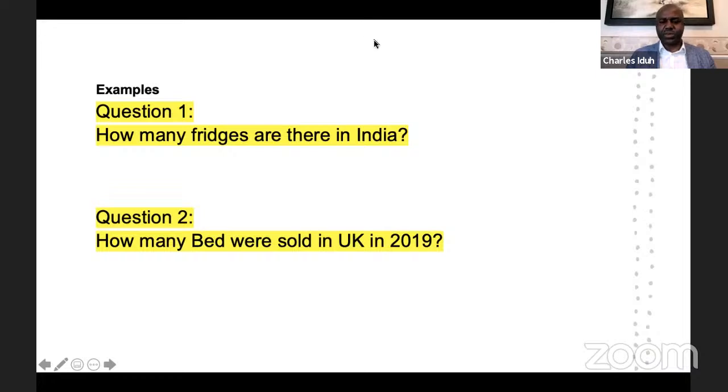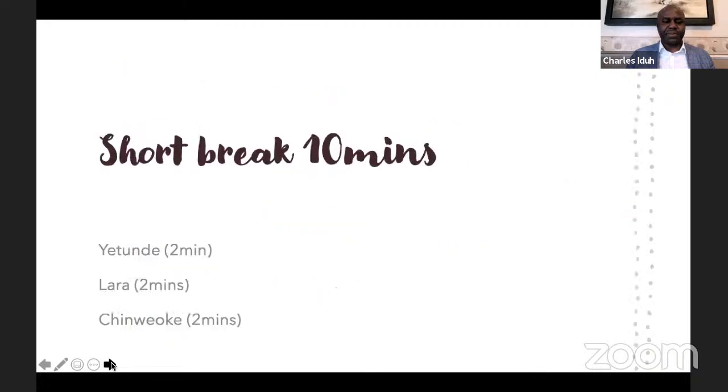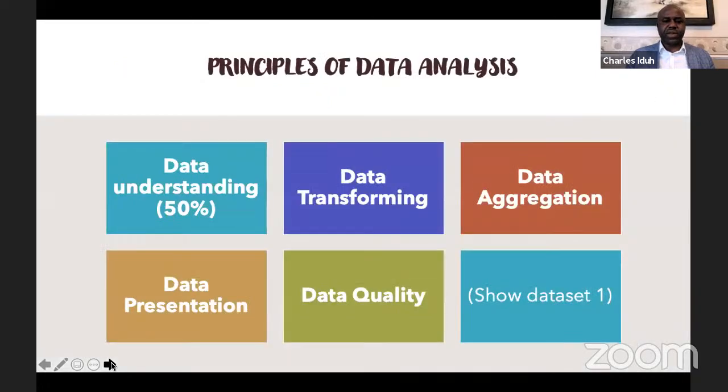Share, new share, where are you? Is it this one or this one? Okay, all right. Let me do this. Okay, we've got a break. I'm going to skip this.